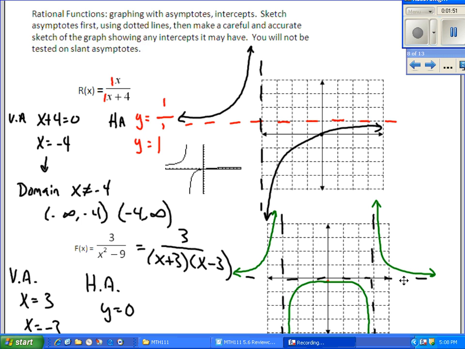So I've sketched in the asymptotes here with dotted lines, and then found a few points, and then using those, the green line here is the actual function.